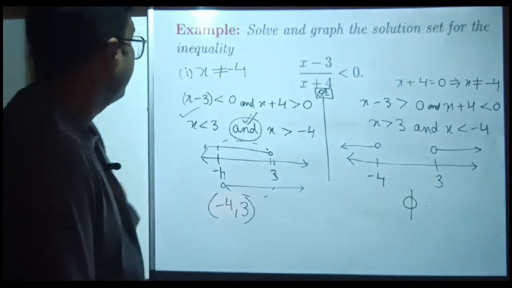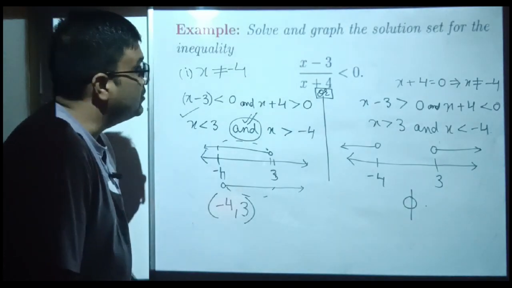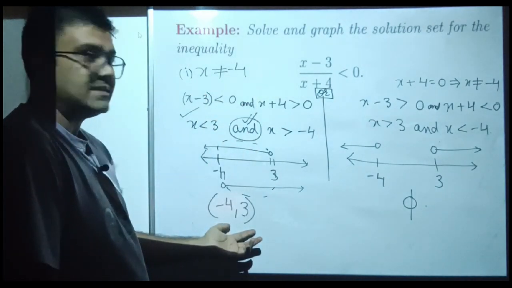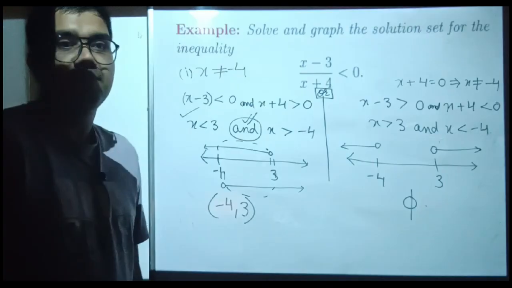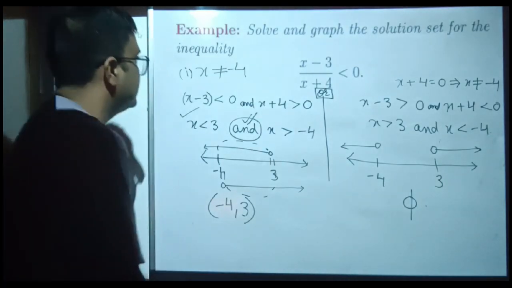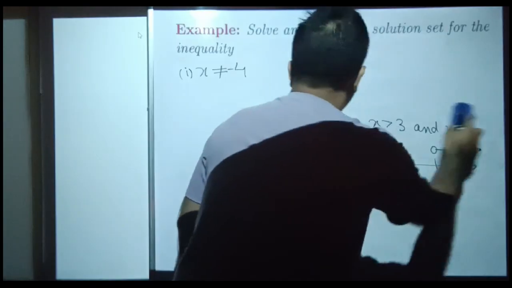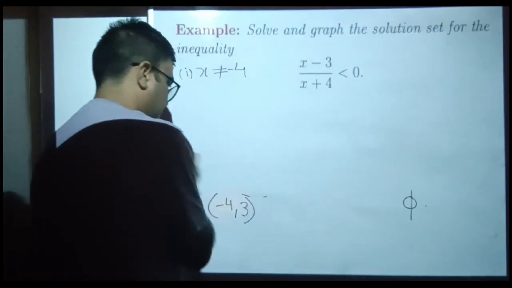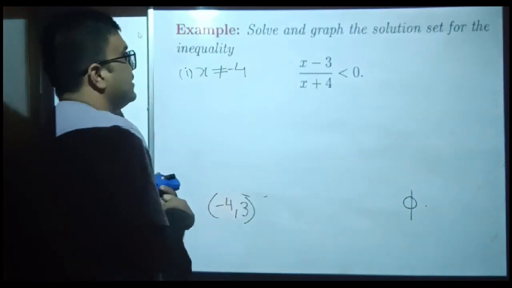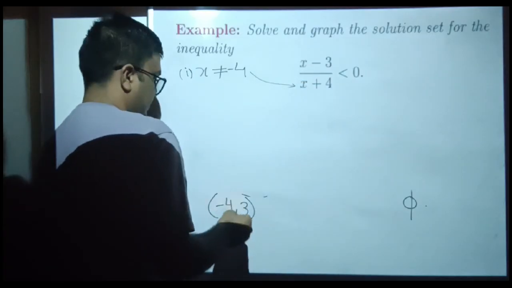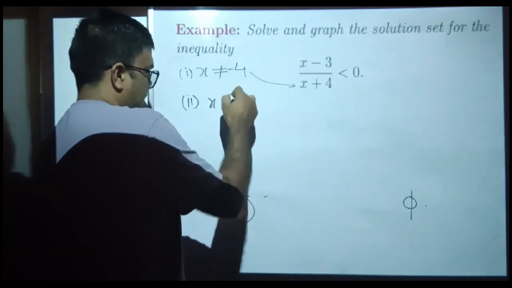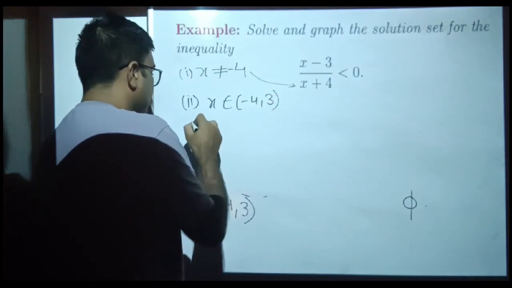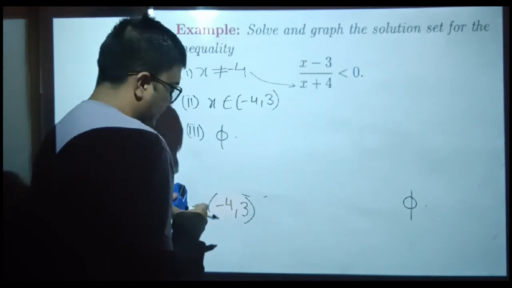Now what we have obtained over here: x cannot be equal to -4. X can be in the interval (-4, 3), or we are talking about the empty set. I'm listing all these three conditions. First condition is x cannot be equal to -4 because of this denominator. Second, x belongs to (-4, 3), or from the third we are obtaining the set φ.